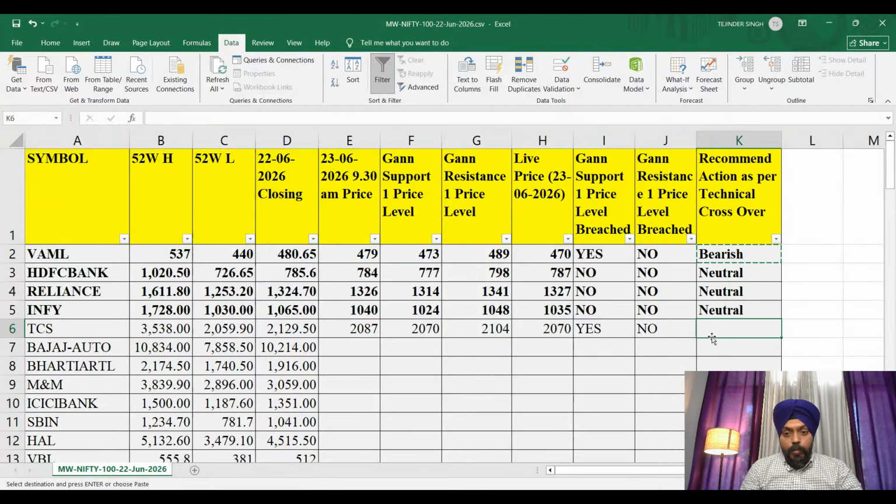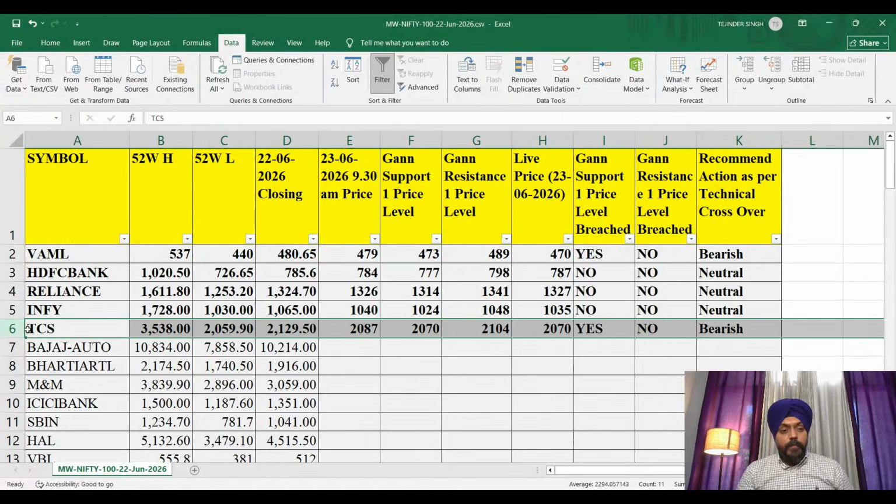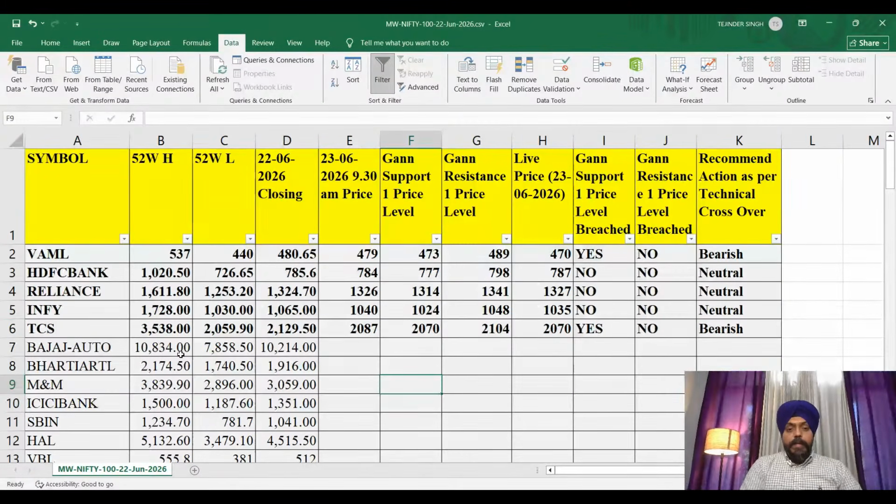So until now both the stocks that have come up for us are bearish. So we have completed our 5th stock for the Nifty 100 index. Now you tell me, as you can see, for VAML even the live price right now is below or around its support 1, the support of the Gann. Similarly, for TCS, the 930 M price was 2087, and as per that, on the downside 2070 was the first support. So you can see the live price right now is at 2070 only.